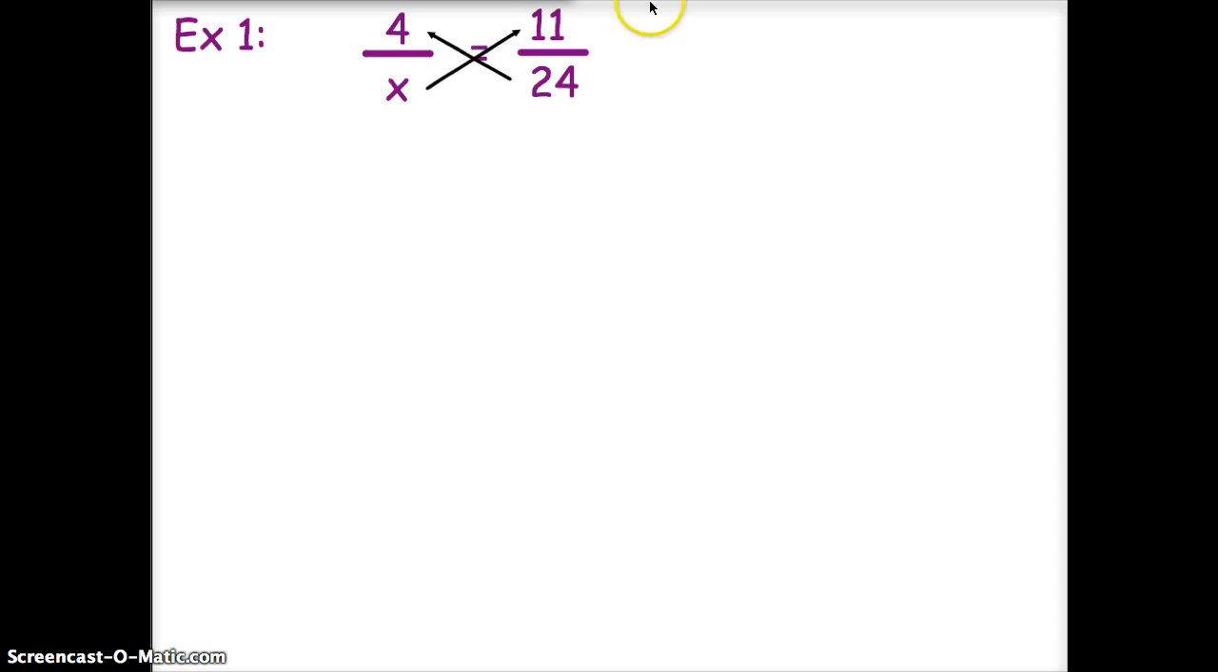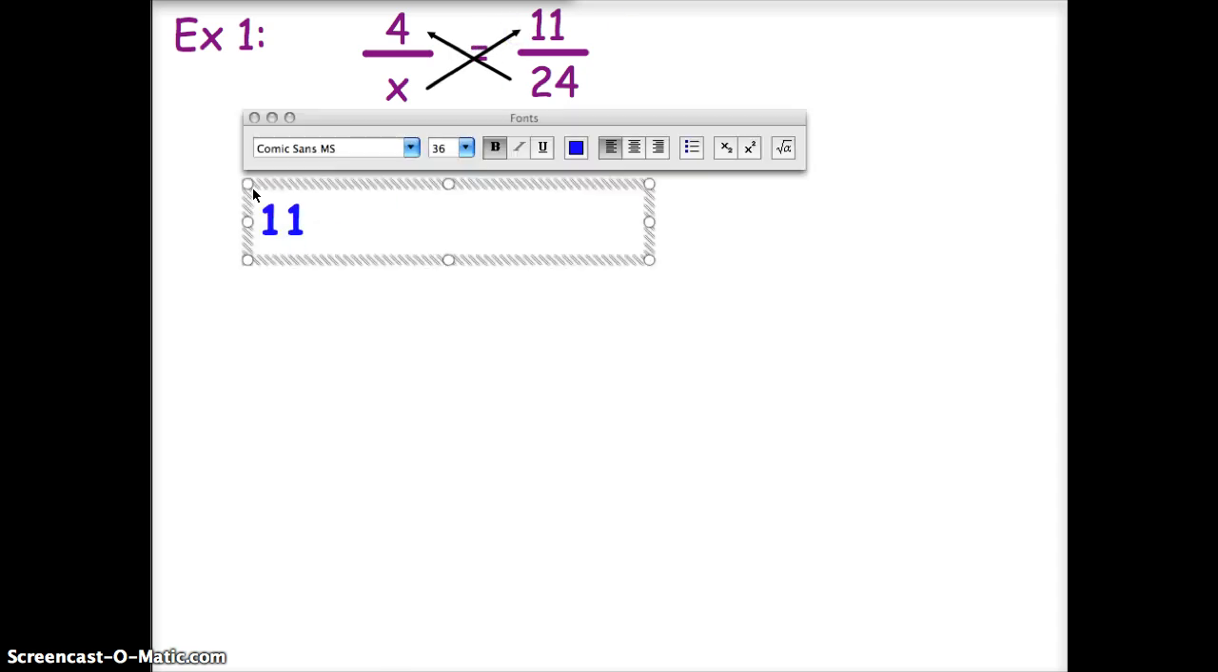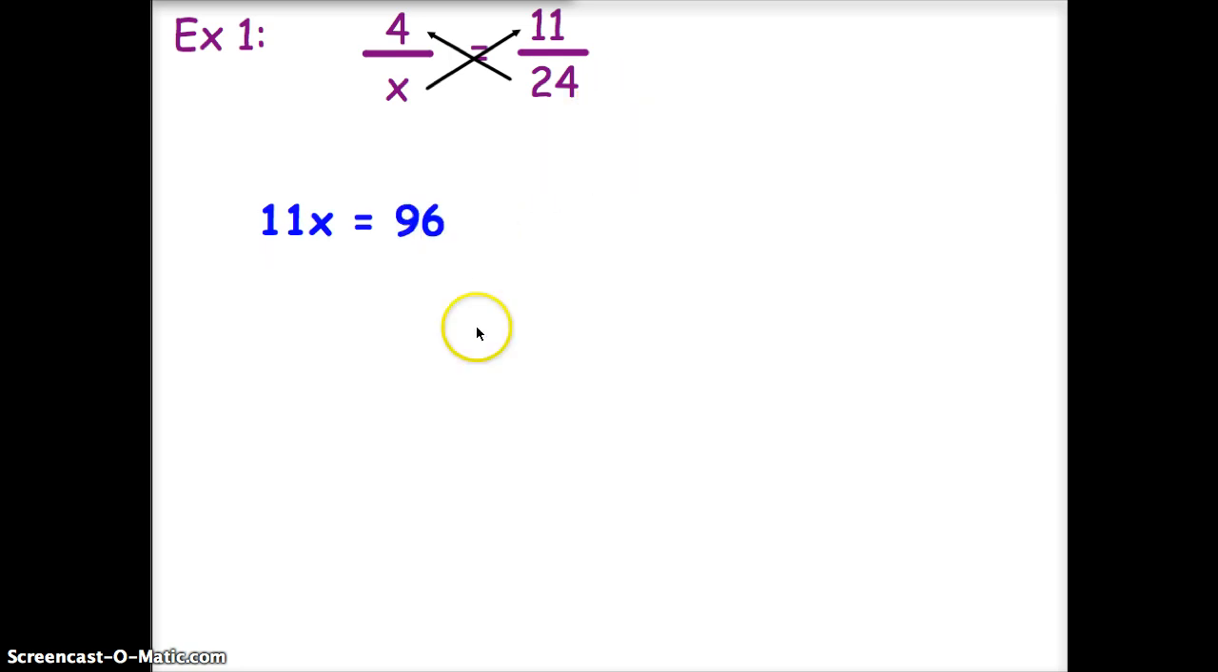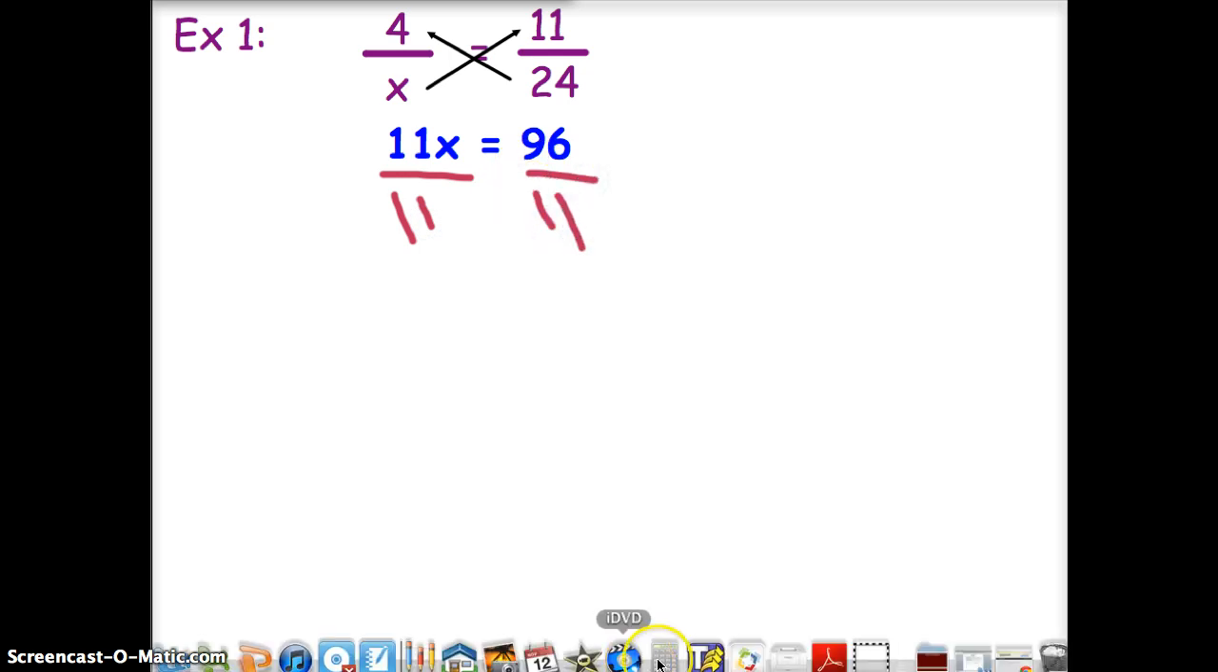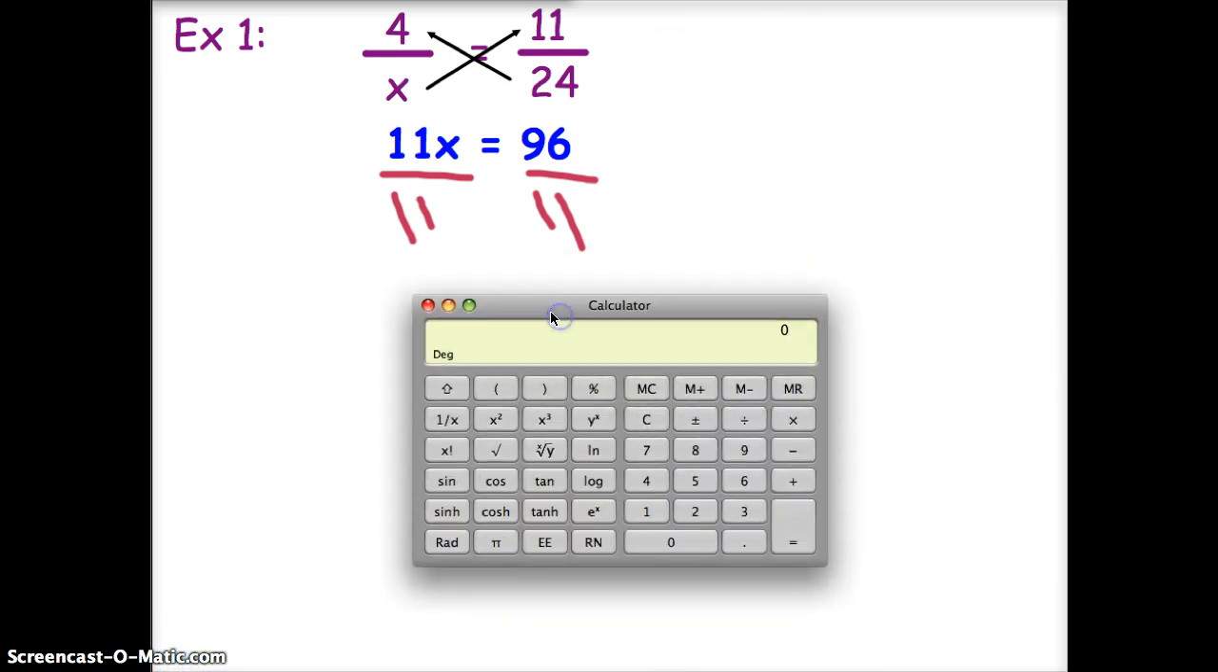So when we cross-multiply, we'll have x times 11, which is 11x, equaling 4 times 24. Let's see. 4 times 4 is 16. 4 times 2 is 8, and carry the 1 is a 96. So we have 11x equaling 96. We need to eliminate multiplication by 11. To do that, we'll divide both sides by 11. And let's see, that leaves us with 96 divided by 11. Rounding to the nearest tenth, that would be 8 7/10.